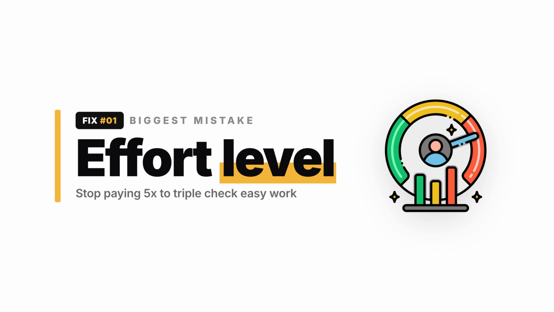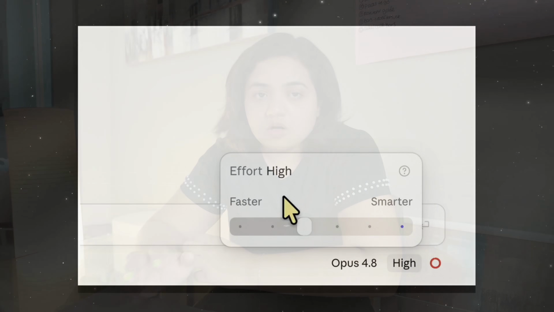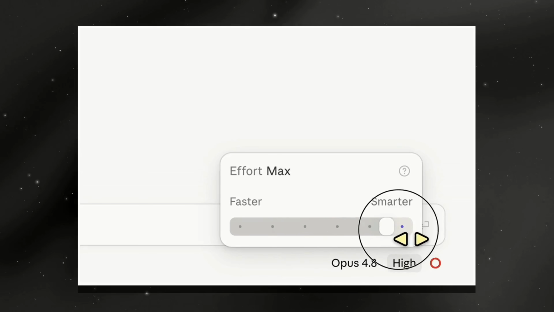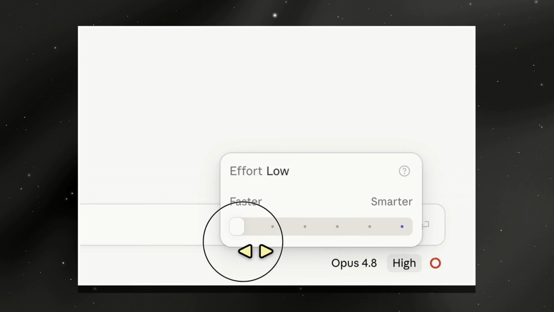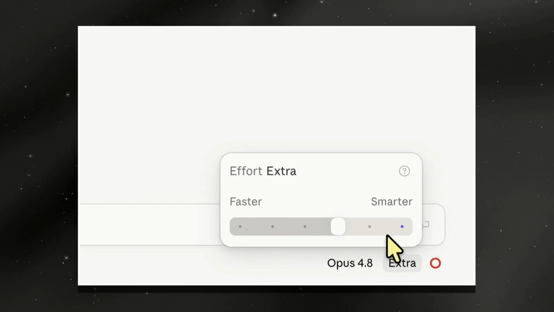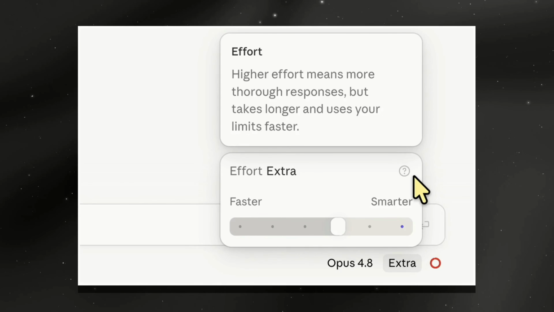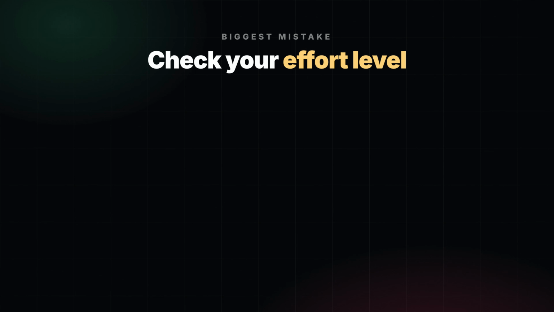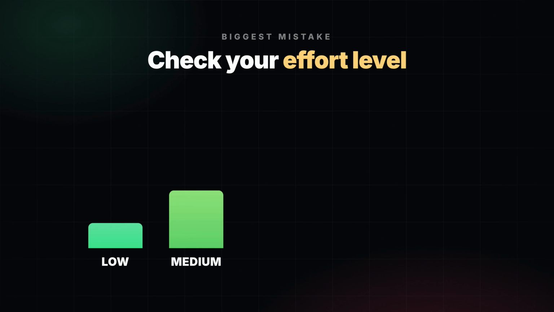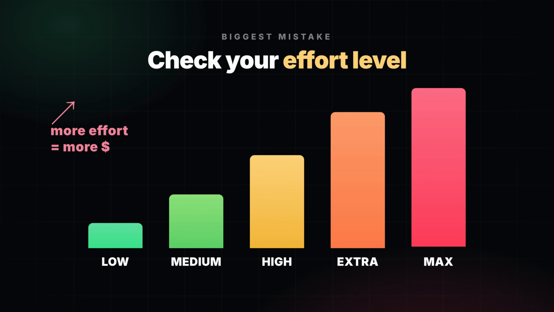This is the easiest one, but the biggest mistake that developers make. If you're using Claude Code or any of the harnesses, you need to check your effort level. Now there are a few different types of effort levels here. For example, in Claude Code, we have low, medium, high, extra, max. Majority of the time, I'm at the default high level or medium. Extra and max, honestly, very rarely.